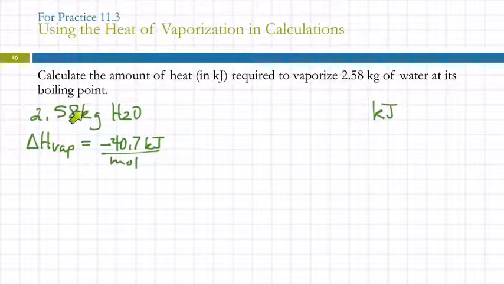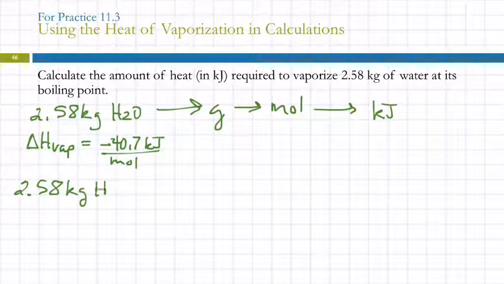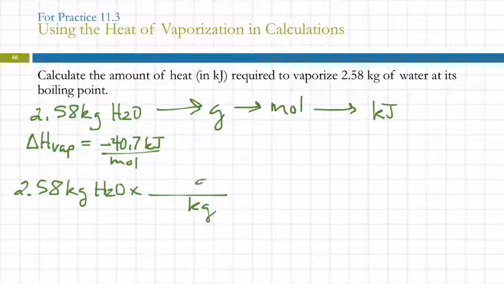So trying to get kilograms into kilojoules, with kilojoules per mole, we're going to go into grams and then to moles. And so that's what we need to do. We'll take the kilograms to grams and then to moles using the molar mass. And then this last step is going to be just the heat of vaporization. So 2.58 kilograms of water. We want kilograms on the bottom and grams on the top.